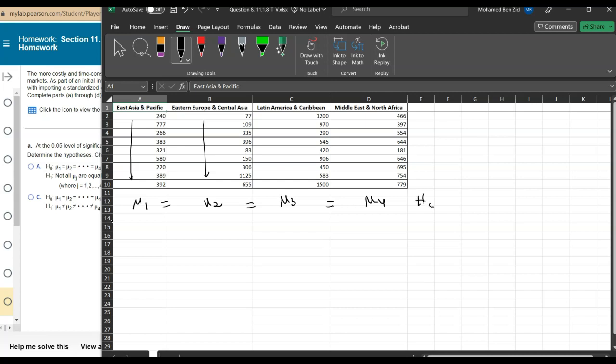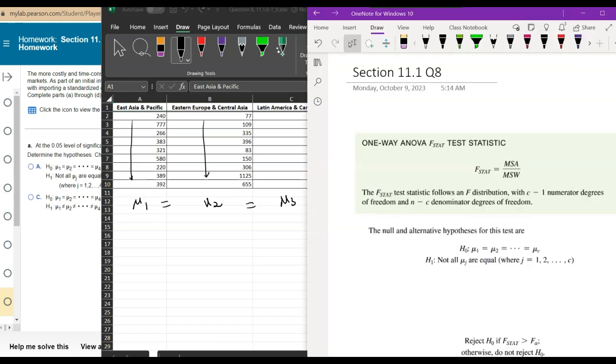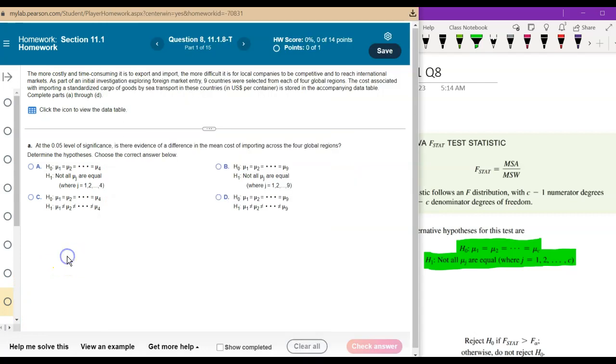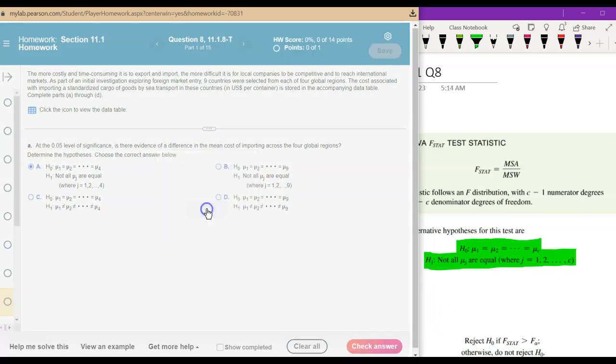So this is our hypothesis, the null hypothesis H0. And just for a small review, your null hypothesis in this case for one-way ANOVA is going to be this statement: H0 is all the means are equal, and H1 is at least one of them is different, or not all of them are equal. All right, so I think the statement is clear, and it will be A in this case. Let's check it. All right, great.